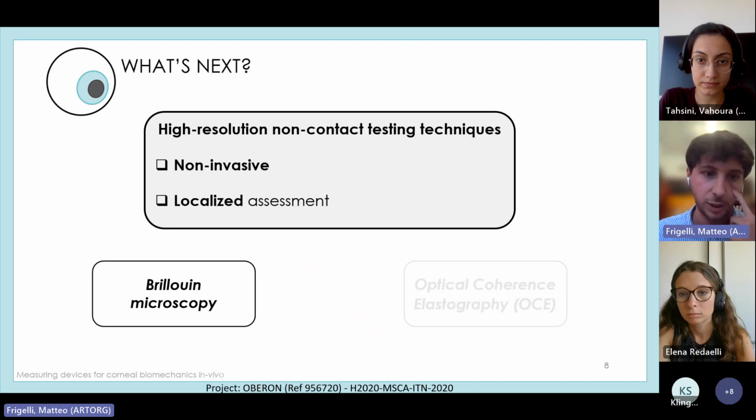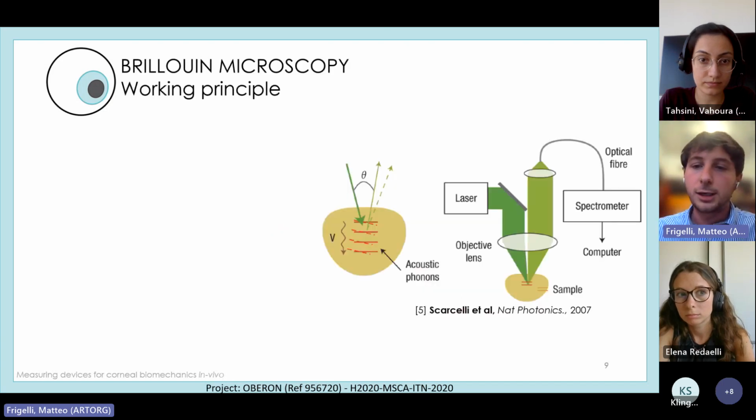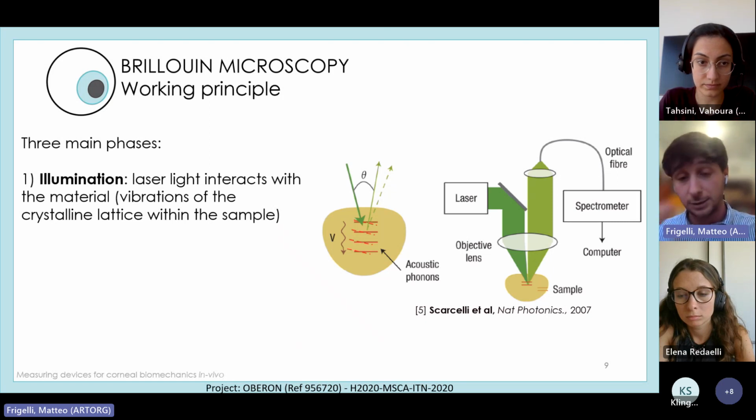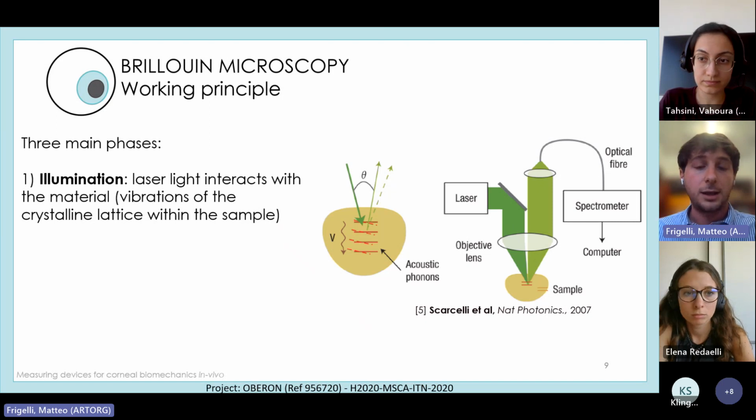So we'll start with Brillouin microscopy, showing you one of the very first setups that was proposed in the literature. This is a schematic representation of how this technology works. There is a laser beam that is focused on the sample, and then we have a collector of the laser light that goes into a spectrometer and is analyzed by a workstation. So there are three main characteristic phases of this technology. The first one, the sample, or actually a portion of the sample, is illuminated with laser light.